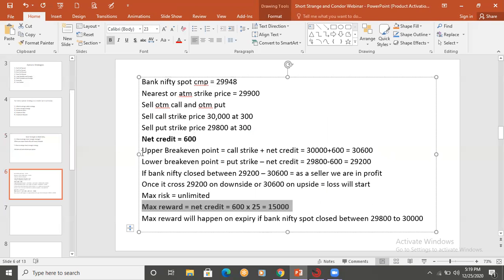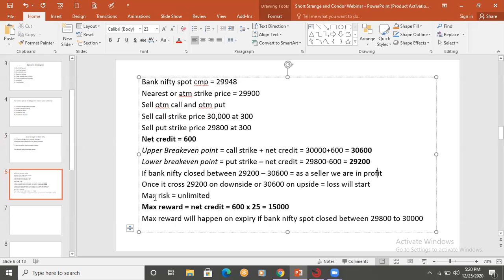Then here you can see we have two break-even points. One is the upper break-even point, and the other one you can see is the lower break-even point. What is the upper break-even point? The upper break-even point is 30,600. The lower break-even point you can see is 29,200. So as long as Bank Nifty is trading between these two values, I don't have to worry at all. My loss will start once it crosses 30,600 on the upside or 29,200 on the downside.